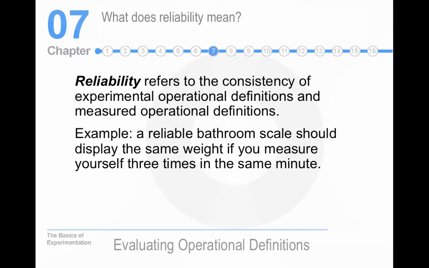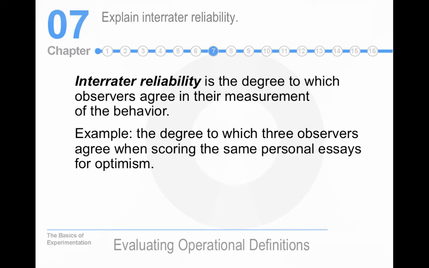Okay, it's consistent. Now, again, if I step on and it says I weigh 180, which is what I weigh, and then I step on again and it says that I weigh 150, so I've lost 30 pounds, unless I've lost a limb, that's not reliable, okay? Reliability is all about consistency, and so it doesn't have to be correct, it just has to be consistent in order to be reliable. So inter-rater reliability, let's talk about different types of reliability.